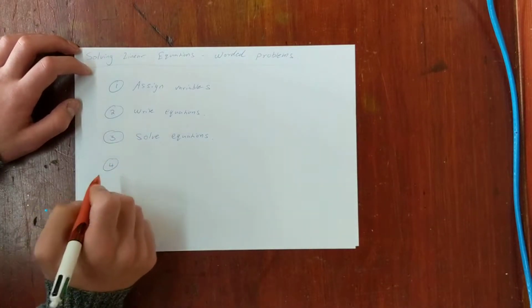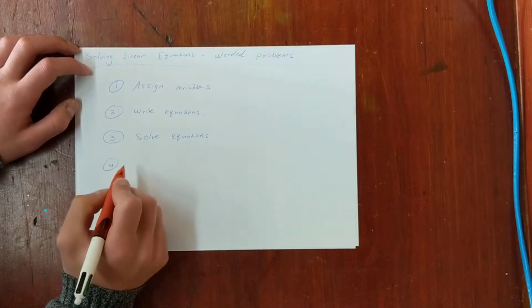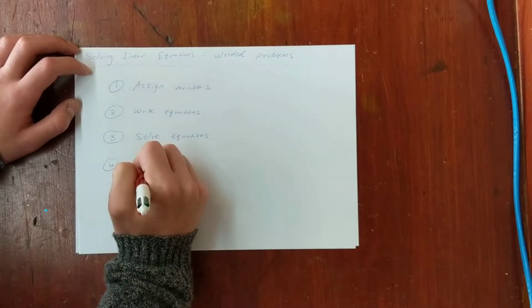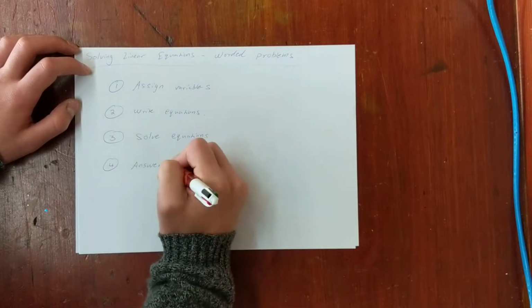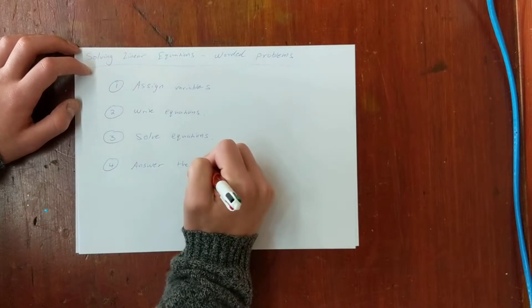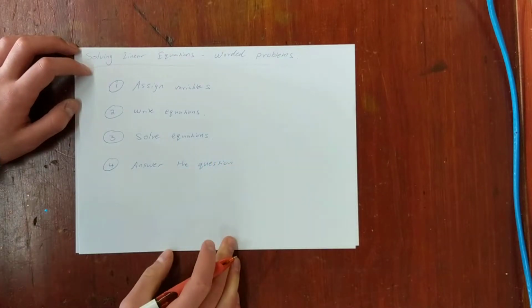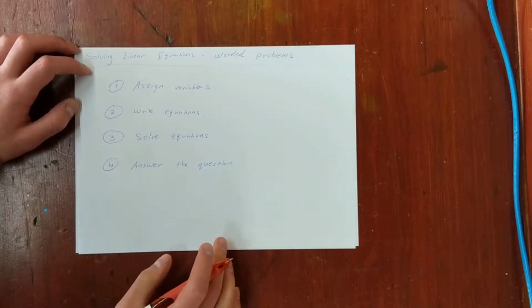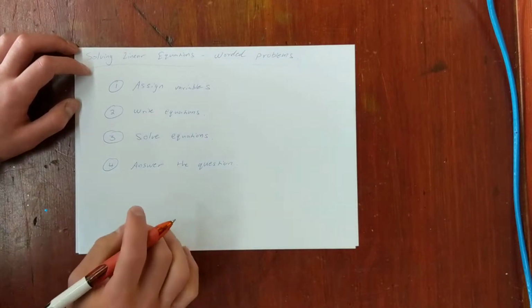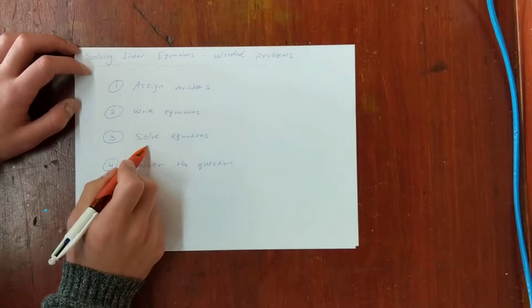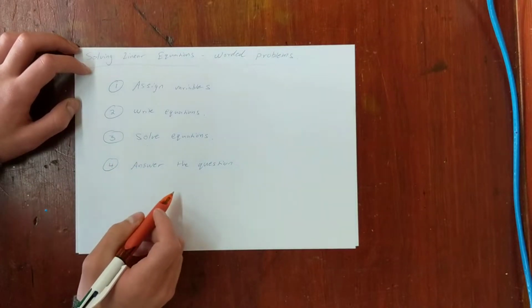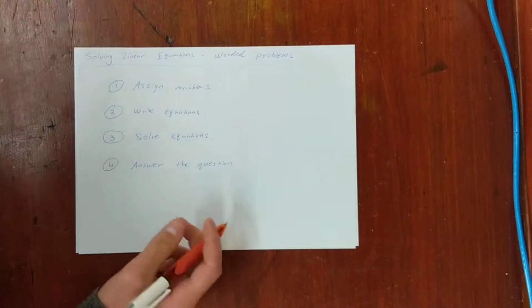And then our fourth step, which is very important to not forget about, is to answer the actual question. So look back to the question, read what information it actually wants us to give, and then write a sentence if we have to, to answer the question based off the solution that we found to our equations. Okay, so let's do a couple of questions.